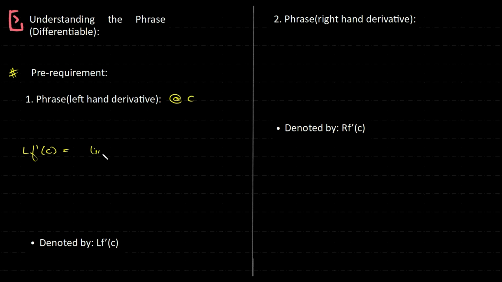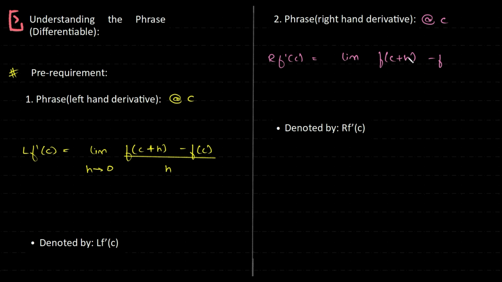So it will look like this: limit f of, in place of x, we are putting C plus h minus f of C. This entire thing divided by h, as h tends towards 0. Now, similar idea for your right hand: R f prime of C will be equal to limit f of C plus h minus f of C, this entire thing divided by h, as h tends towards 0.